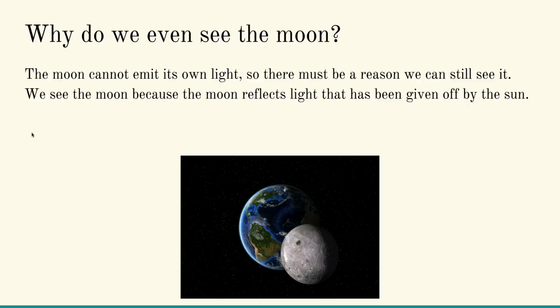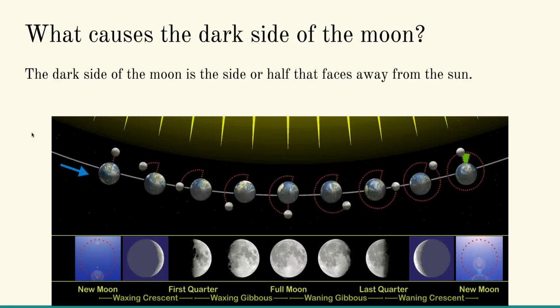Sometimes we see no reflected surface during a new moon. Sometimes we see just a little bit of reflected surface during a crescent. Sometimes we see half of a reflected surface during those quarter moons, or we see 3/4 of a reflected surface during the gibbous phases, or during the full moon, we see the full reflective surface of the side that's facing the earth. So what causes the dark side of the moon?